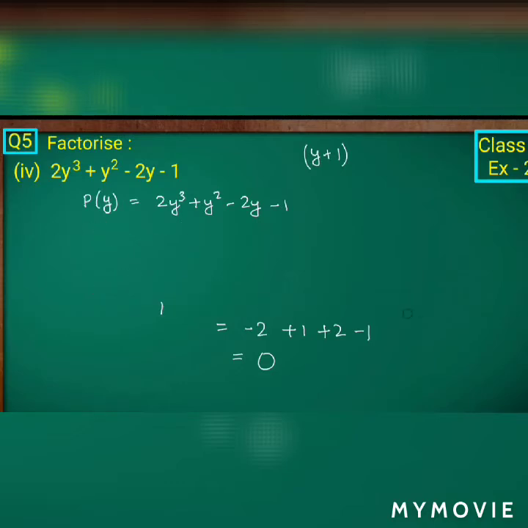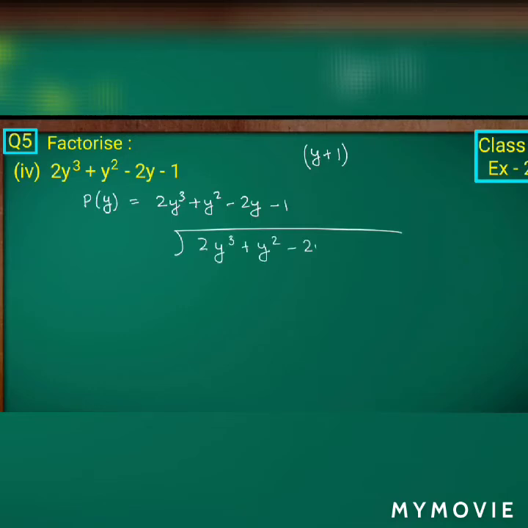It is a divisor of the given cubic polynomial. So now we'll just start with the long division method here. Here the dividend is 2y cube plus y square minus 2y minus 1, isn't it? And the divisor is y plus 1.